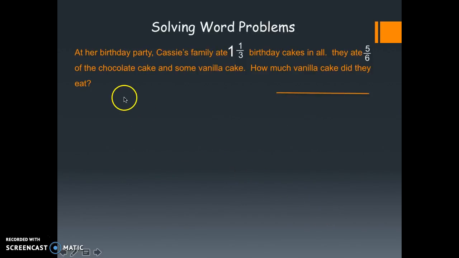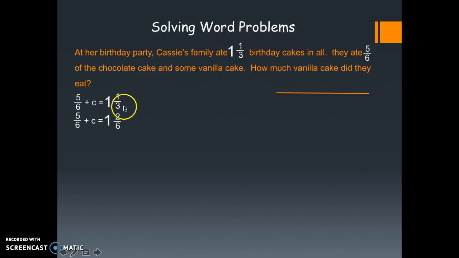Let's try one more. So at her birthday party, Cassie's family ate 1 1/3 birthday cakes in all. They ate 5/6 of the chocolate cake and some vanilla cake. So how much vanilla cake did they eat? Let's think about this a minute. So we know that 5/6 chocolate was eaten, an unknown amount of vanilla, but we know the total in all, they ate 1 1/3 cakes.